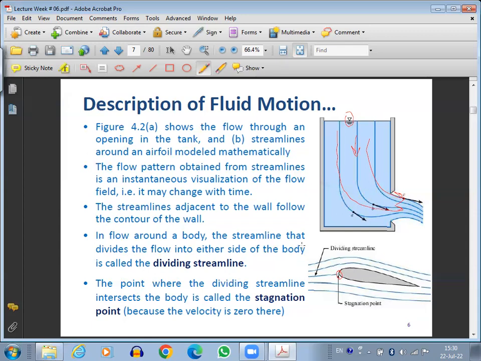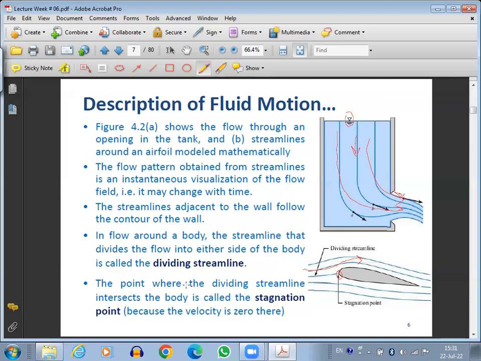You see here the streamlines above, they are just adjusting themselves so that they avoid the object. But there are some streamlines that cannot avoid the object, so they actually strike the object and stop at that point. So that point where the fluid stream actually stops because of the intersection, the coincidence with the object, that point is known as the stagnation point.